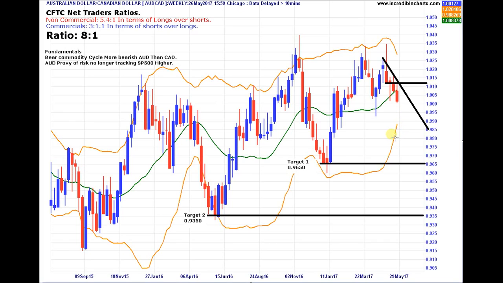Now, from our perspective, target 1 is 96.50, okay? Target 2 is 93.50. I think longer term we're going to go even lower than 93.50. But obviously, if we do get to 93.50, we'd be very happy. We need to see how we go.